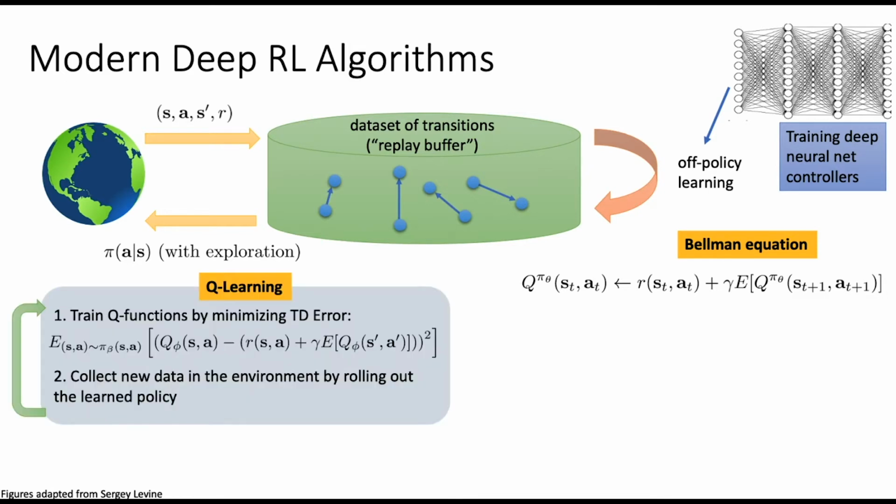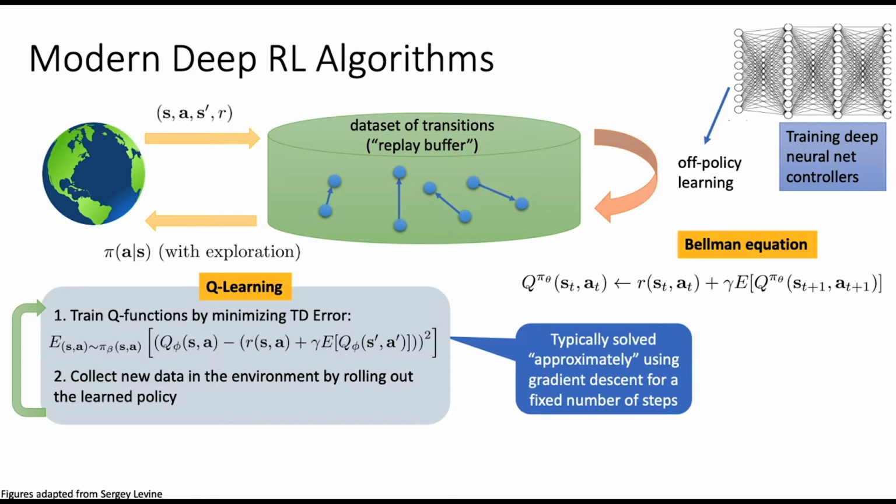In this work, we are interested in Q-learning algorithms that alternate between two steps. First, they would train Q functions by minimizing temporal difference error, which is basically the difference between the two sides of the Bellman equation. And second, they would collect new data in the environment by rolling out the resulting learned policy. Now, in contrast to this textbook style algorithm shown on the slide, we typically approximate this learning procedure by only solving step 1 for a fixed number of gradient update steps. So we do not solve this minimization problem exactly. We only solve it approximately using gradient descent.